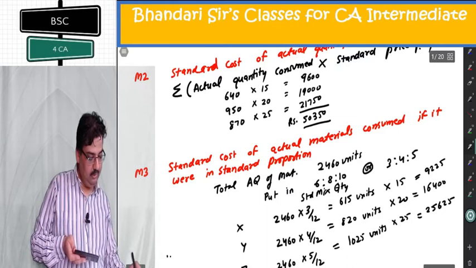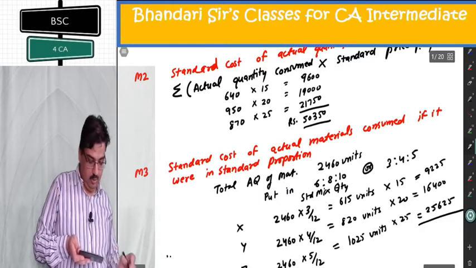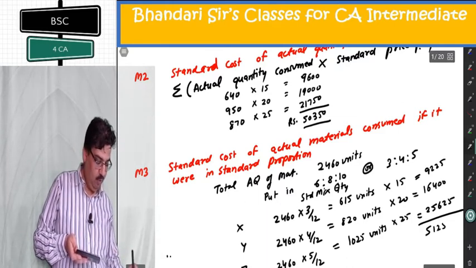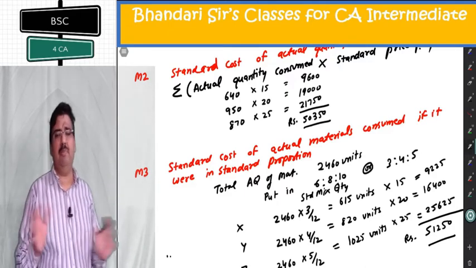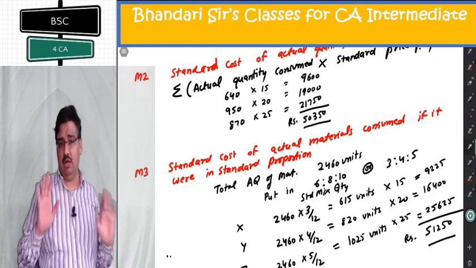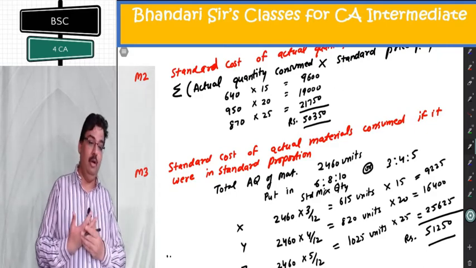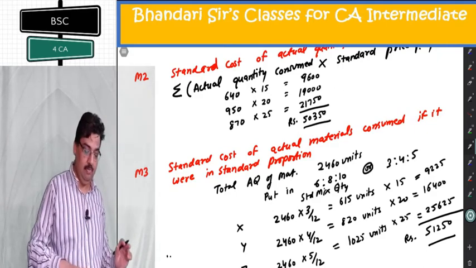9225 is the first one. Once you add, I hope you will get 51,250. This is M3. Very simple things, very simple question, nothing difficult so far. Later on you will get difficult questions also, but so far it is very simple.